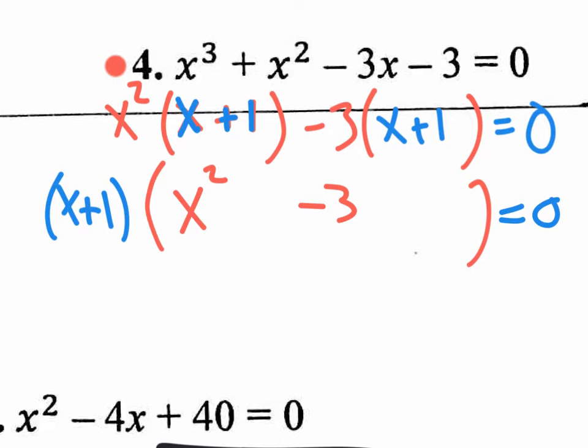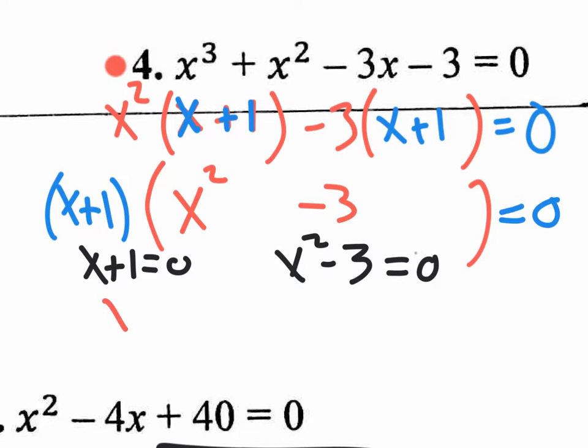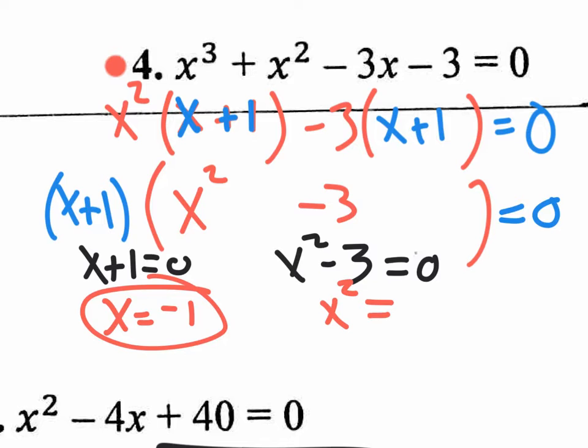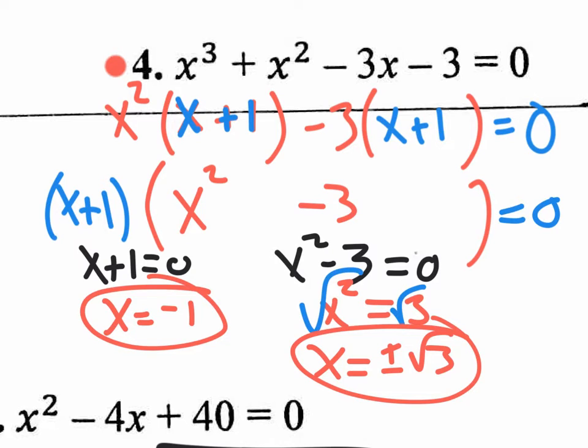Let me split them using the zero product property. X plus 1 equals 0. X squared minus 3 equals 0. So you're really going to get x equals -1. That's an answer. And over here you get x squared. If you add 3 to both sides, it's going to be x squared equals 3, which means that you need to apply a square root, and you'll have x equals plus or minus the square root of 3. So you actually have 3 answers right here. One answer, -1. The other 2 are plus or minus square root of 3.